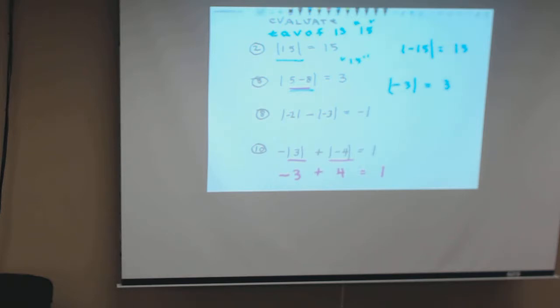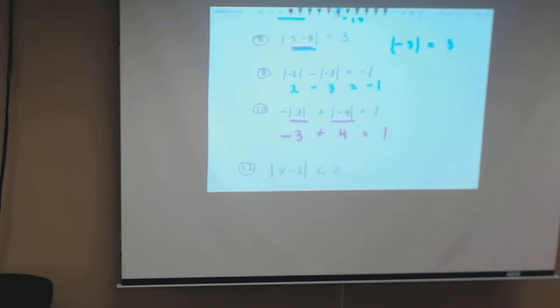Number 8 says the absolute value of negative 2, which is what? 2. Minus the absolute value of negative 3. What's the absolute value of negative 3? 3. What's the magnitude of this one? 2. Minus the magnitude of this one? 3. That would be negative 1. Everybody follow that? It's kind of like the simplifying process. You simplify the absolute value before you do the other stuff.